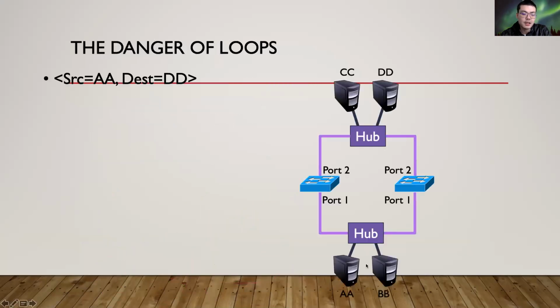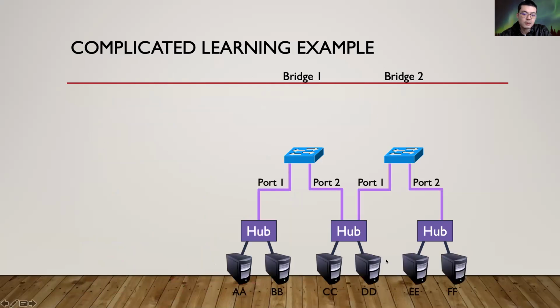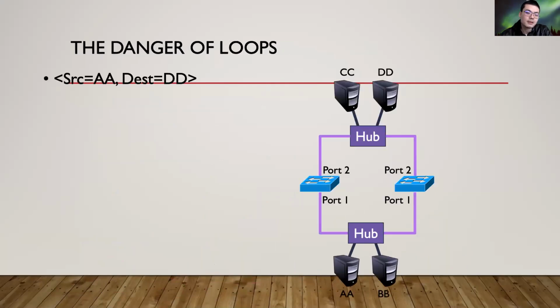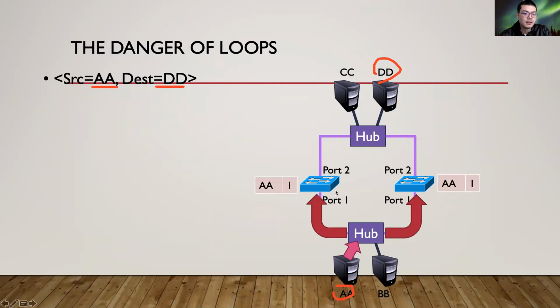And last time we saw how things work when there are no cycles. But when there's a cycle, what will happen? Let's go back to this example as a recap. Let's assume this machine is AA, and you want to send from AA to DD. Assume the routing table is initially empty. Then AA sends a frame with source AA to port 1 of both bridges.